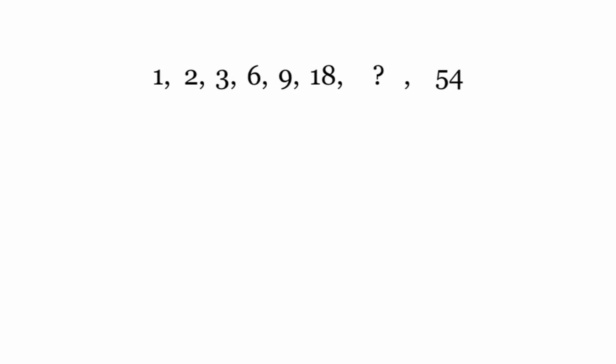1, 2, 3, 6, 9, 18 and 54. You see the differences. Difference is 1, difference is 1, difference is 3 and difference is 3. Difference is 9. So what is the possible difference? 1, 1, 3, 3, 9. Next possible difference is 9. If the next difference is 9, the missing term would be 18 plus 9, 27. So 27 is the missing number.